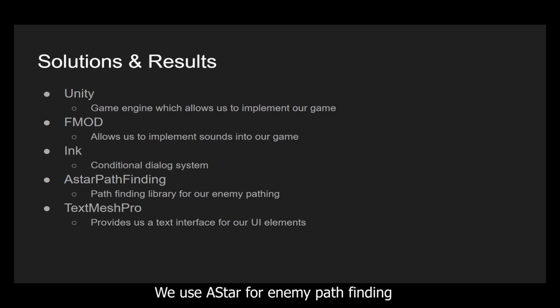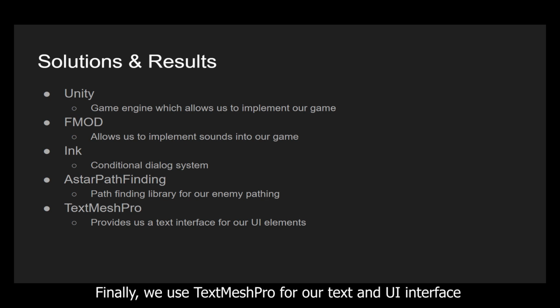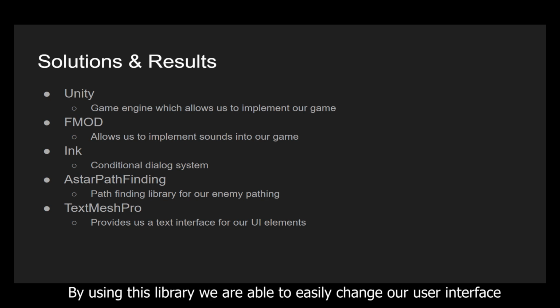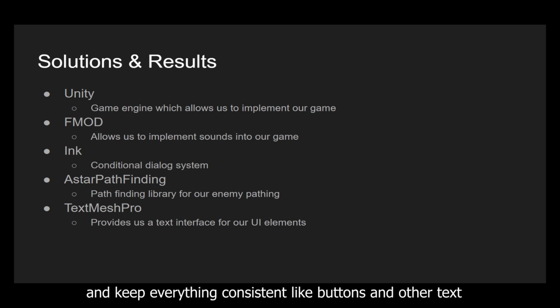We use A* for enemy pathfinding. This provides our enemy an artificial intelligence which gives it more accurate pathfinding abilities. Finally, we use Text Mesh Pro for our text and user interface. By using this library, we are able to easily change our user interface and keep everything consistent like buttons and text.